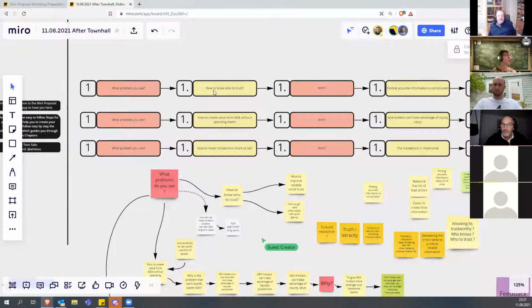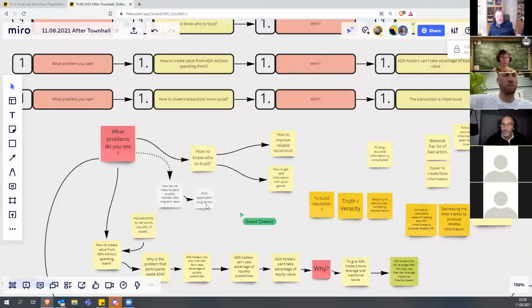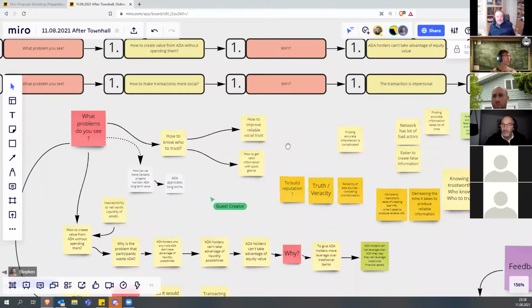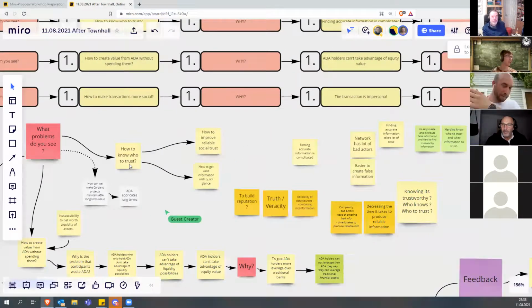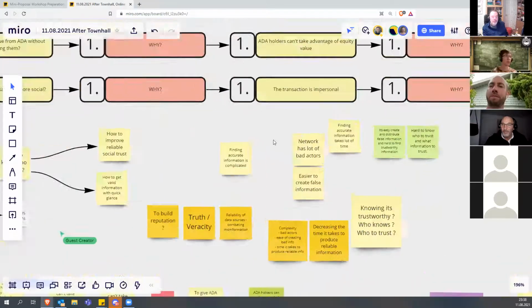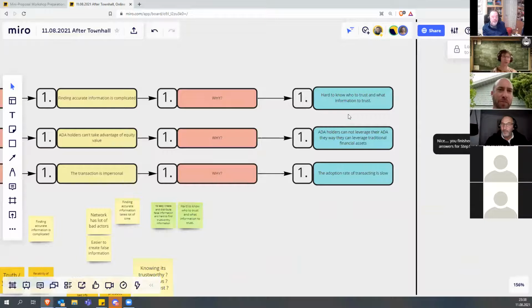How to know who to trust, how to create value from ADA without spending them, how to make transactions more social. Then we took one by one of these and tried to reason why it matters that we know who to trust. And we ended up with the solutions in the end, which we could put on IdeaScale.